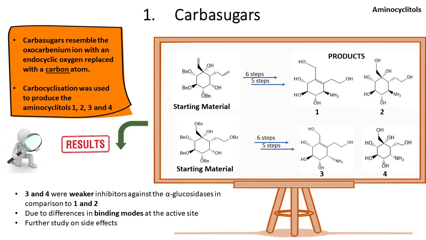Carbasugars are able to mimic the transition state by having a carbon atom in place of the endocyclic oxygen in the cyclic ring. A series of compounds 1 to 4 were produced by carbocyclization. Compounds 3 and 4 showed weaker inhibitory activity in comparison to compounds 1 and 2. This was thought to be due to the differences in the binding modes when these analogues bind to the active site in the actual enzyme.